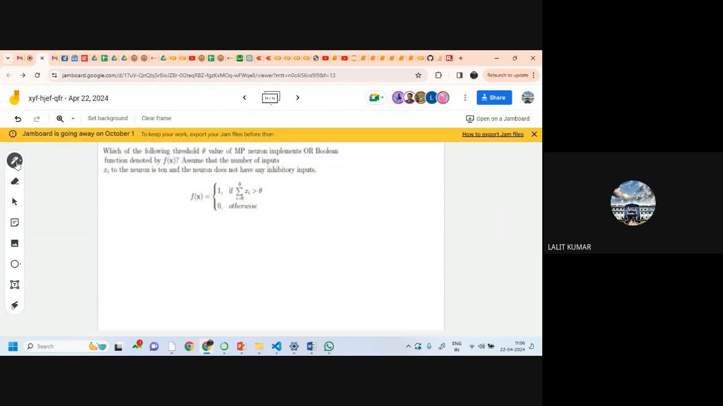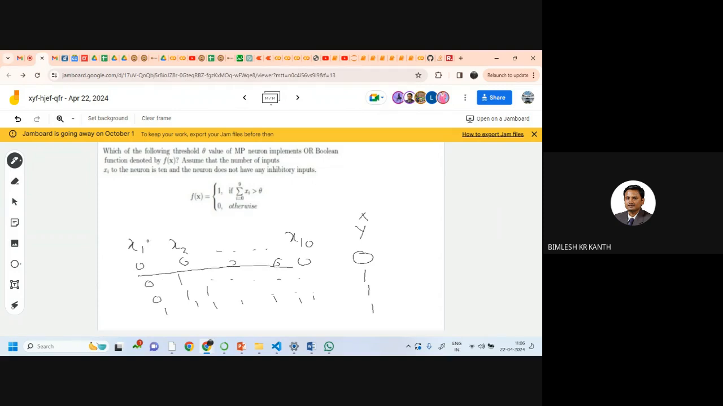See our OR function. How do we write? We write, for example, there are 10 inputs. Any one, then it will become 1. If nothing is firing, then it is 0. In case it is 1 1 also, and in case all 1 also, then all is 1. 0 is 0, and otherwise 1. So in all these cases, greater than 0.